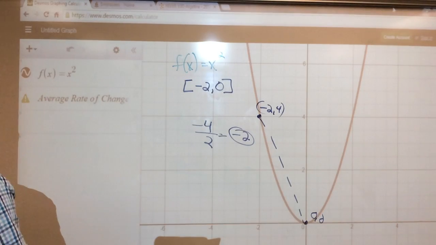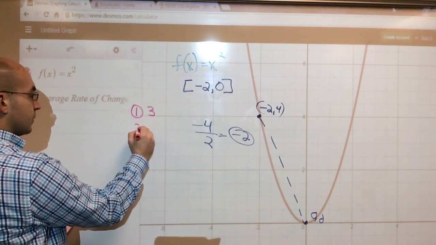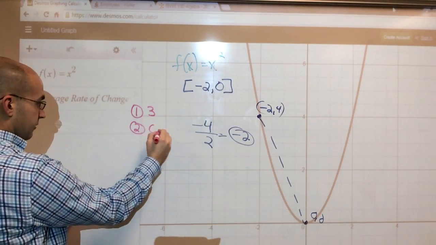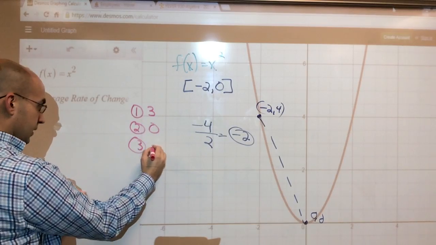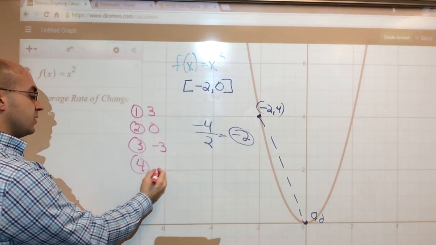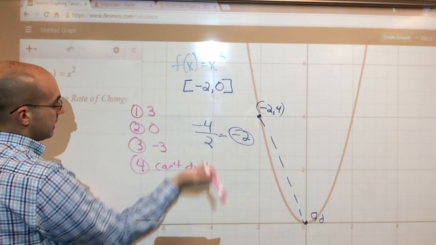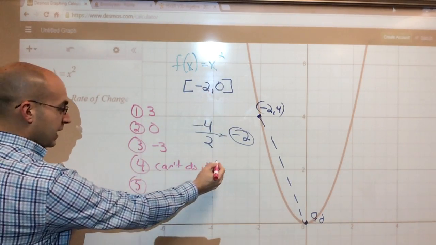Let's go with some answers on the fever form. So, number 1, you should have 3. Number 2, it's 0. Number 3, it's -3, or it should be. Number 4, you can't do it! Ha ha! I tricked you. Can't do it because I didn't give you intervals. If I don't give you the intervals, you can't do it. Number 5, can't do it.